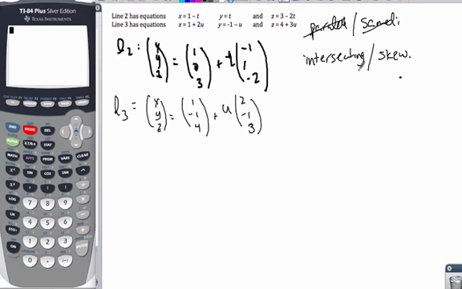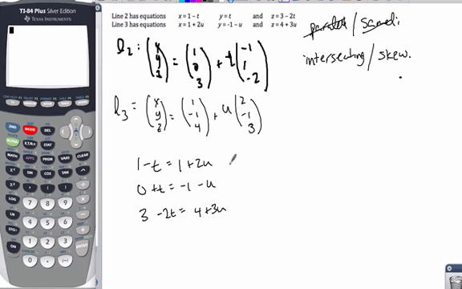If they're intersecting, it means they share one common x, y, z coordinate. So let's see if we can find what that value is. I'm going to set up equations here. My x value is 1 minus t equal to 1 plus 2u. My y value is 0 plus t equal to negative 1 minus u. And my z value is 3 minus 2t equals 4 plus 3u.